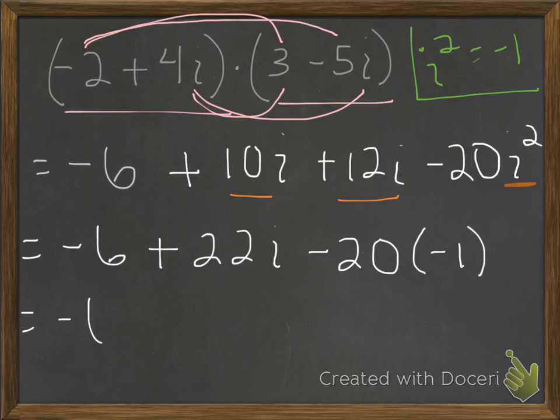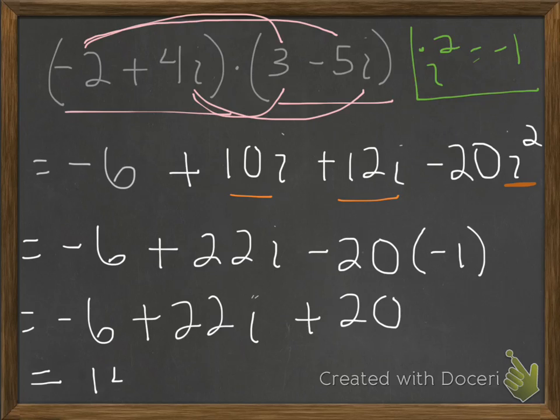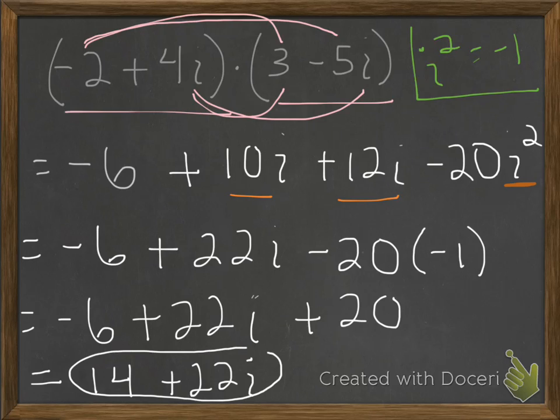And then you can continue to simplify this. -6 plus 22i. Two negatives will give me a positive. So that will be now a plus 20 times 1, which is 20. And then again, last but not least, finish combining your like terms. The -6 plus 20 will become a positive 14 plus 22i. This is the final version. It is written just as a complex number. It looks of the same exact form of an a plus bi. So that is our answer. Ta-da!